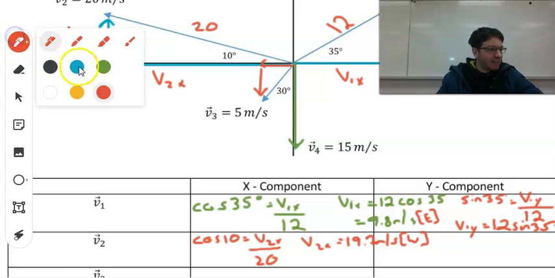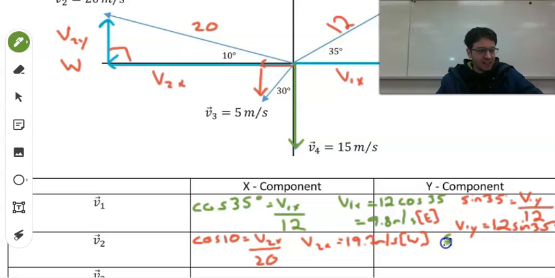Okay, and we can do the same thing for the y component. So the sine of 10 equals opposite over hypotenuse. So that's our V2y over 20. So if we rearrange to solve for V2y, that's just 20 times sine of 10, which is 3.5. And that is north.